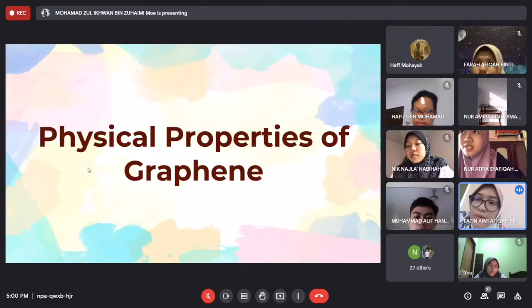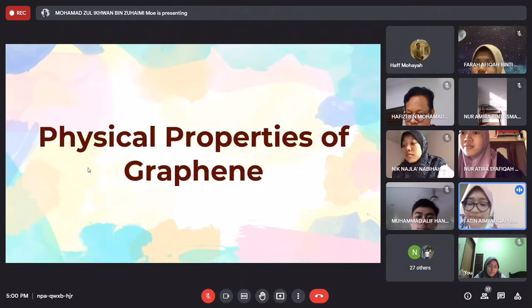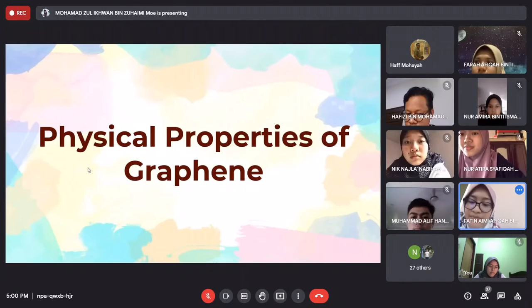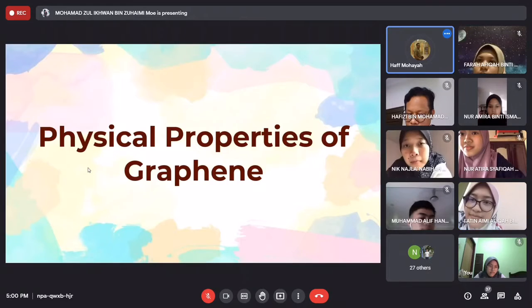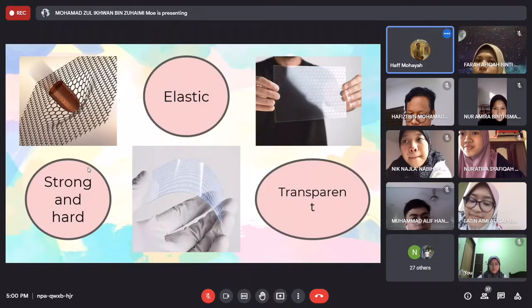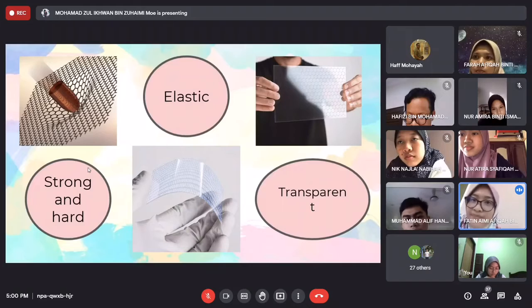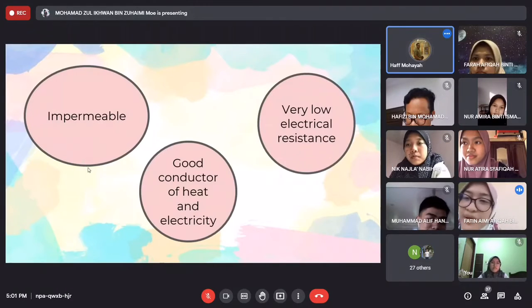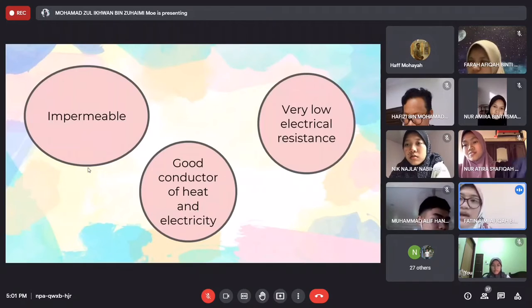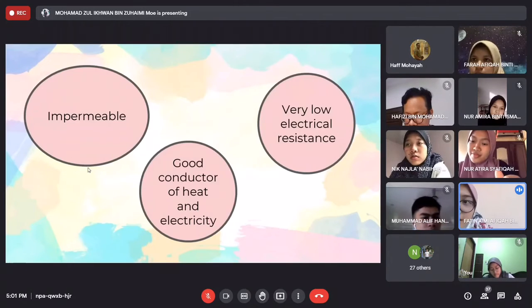Now to the physical properties of graphene. Graphene has many physical properties such as strong and hard, elastic, transparent, impermeable, good conductor of heat and electricity, and very low electrical resistance.